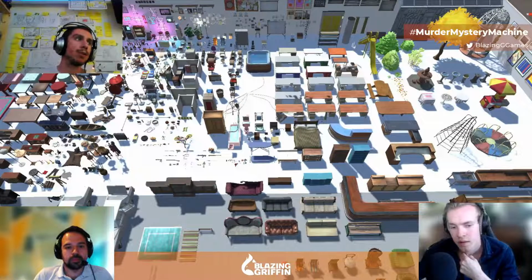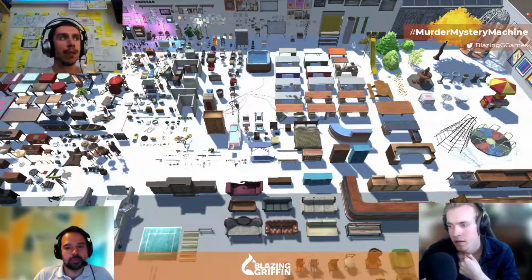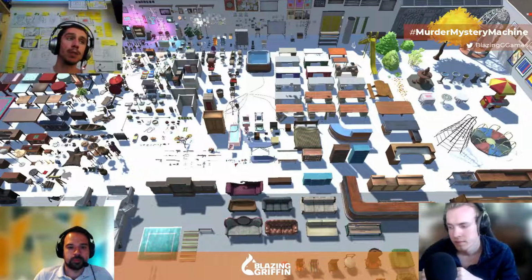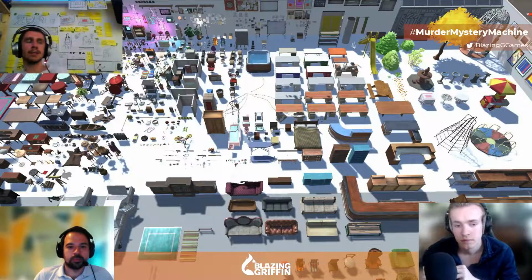There's a certain prop that's used in the murder, so that will get made. But yeah, because we're not a large team, everything we spend time on has to be for maximum impact, really.